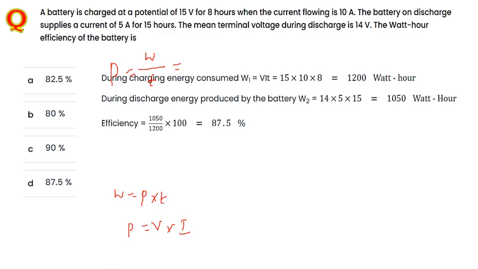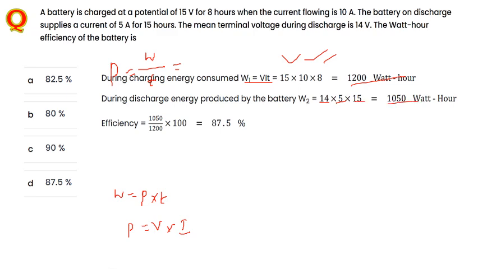In this case, the consumption is W is equal to V I T. You just substitute the values: 15 volt, 10 ampere current, for 8 hours. What you get is the energy during charging is 1200. During discharge, the same way, 14 volt has been discharged at 5 ampere of current for 15 hours. So the energy here is 1050.